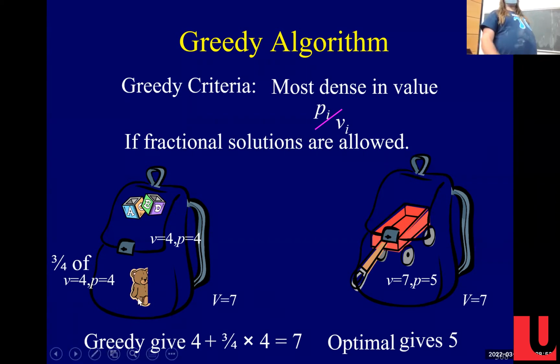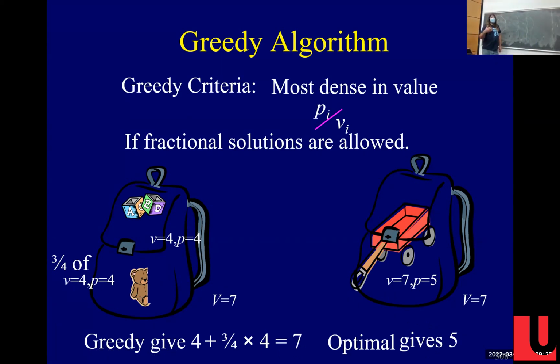Well, here in this problem, think about our objects being more like a fluid, where if you put in half of an object, you get half of the price, right? So here, we're putting in 3/4 of the bear. So it gives us 3/4 of the price, which gives us a bigger value, right? And it becomes optimal, right?